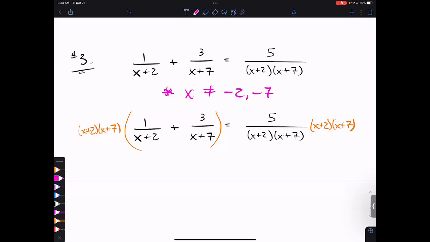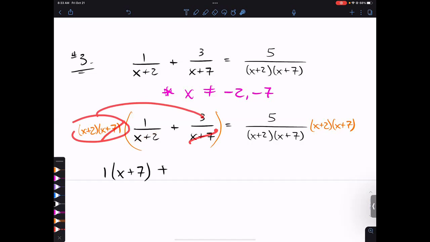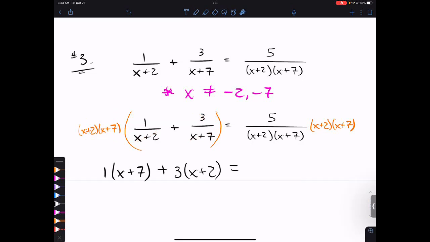All right, so do the multiplication. This thing gets distributed through here. When it hits that first term, x plus 2 cancels, right? So what do we get? 1 times x plus 7. Multiply it to the second term, and the x plus 7's cancel. So we get 3 times x plus 2. And then on the right, x plus 2 and x plus 7 both cancel, and we just get 5.